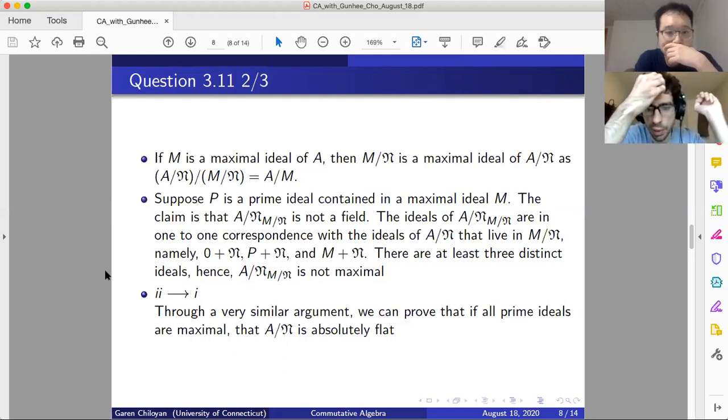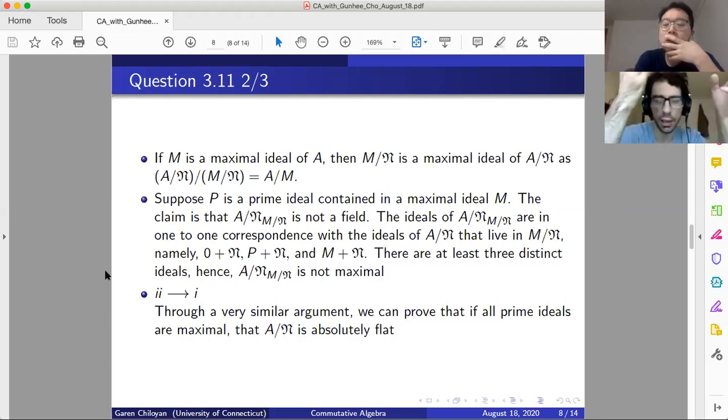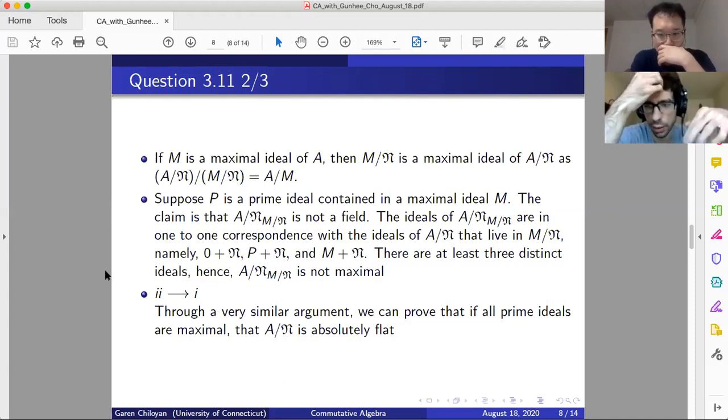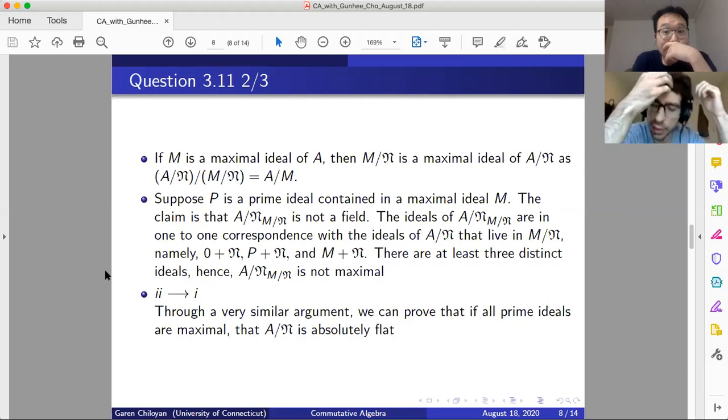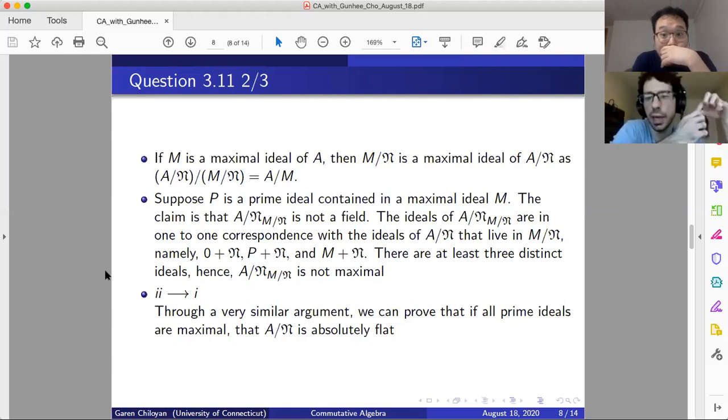Suppose P is a prime ideal contained in a maximal ideal M. I claim that A mod n localized at M mod n is not a field. You can see that by saying that ideals of A mod n localized at M mod n are in one-to-one correspondence with the ideals of A mod n that are contained in M mod n. That's what happens when you mod out by a prime ideal.